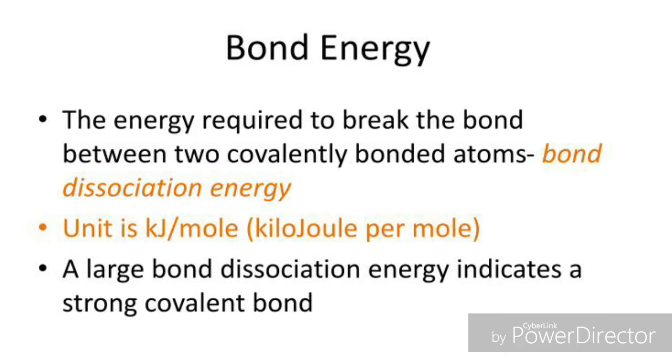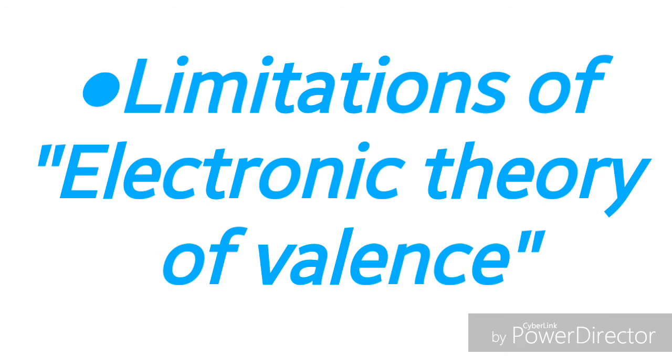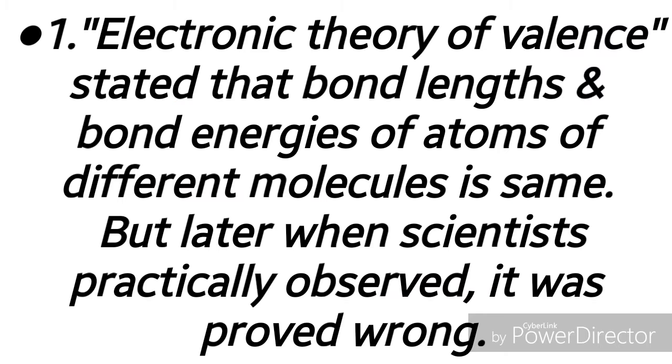Students, now let us see the limitations or drawbacks of the electronic theory of valence proposed by Gilbert Lewis and Kossel. The first limitation is that the electronic theory of valence stated that bond lengths and bond energies of atoms of different molecules are always the same. But later, when scientists practically observed this, it was proved wrong.